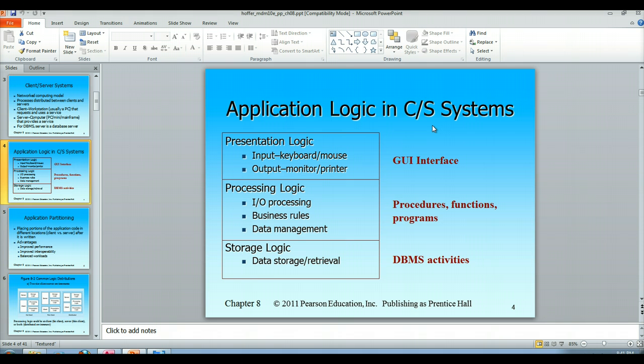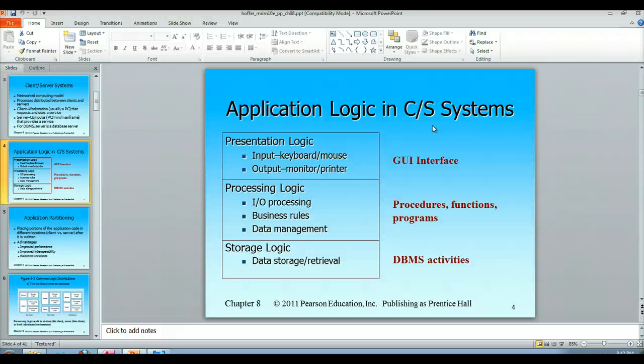Then we talk about the actual application logic. So there's the presentation logic, the GUI interface that the user is going to deal with. You're going to present the user with their data in some kind of organized graphical interface, consisting of pictures or very complicated data entry forms. There are inputs and there are outputs. Then there's processing logic, whether or not there is an input-output process, which, anytime we talk about input-output, involves some kind of network traffic.